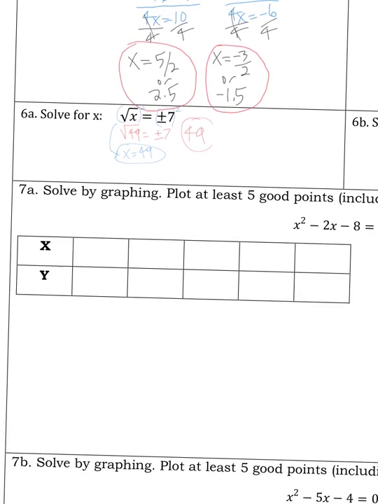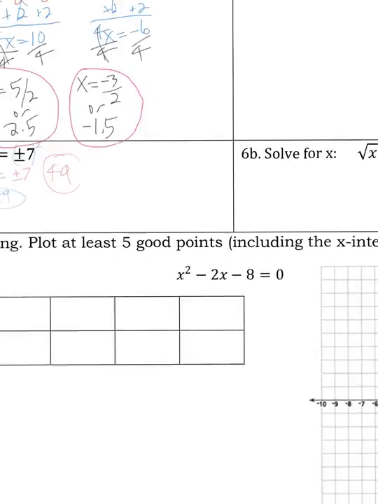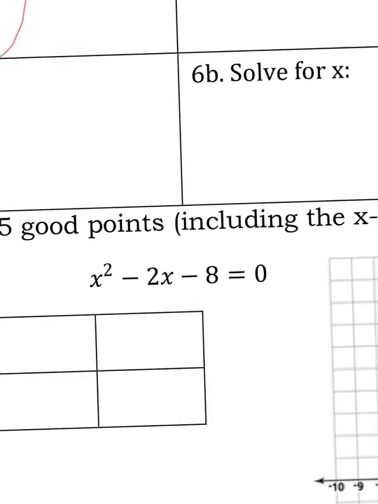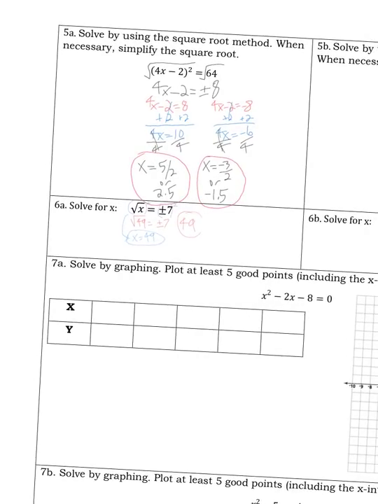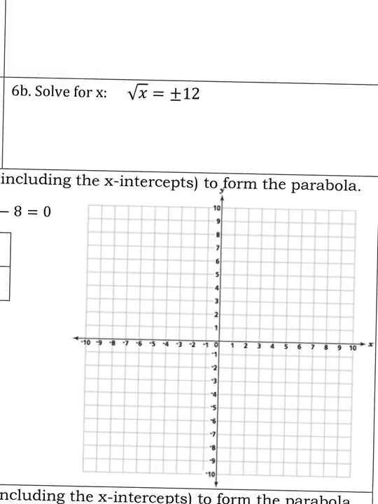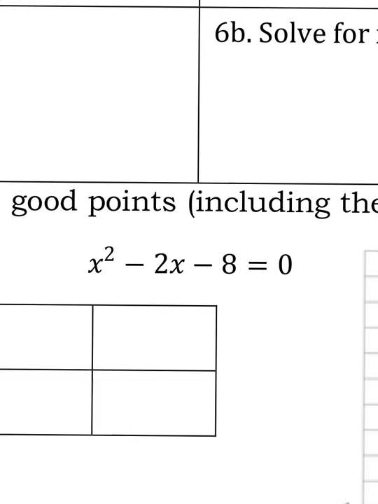Okay, so 7a, I'll do 7a, you do 7b. Plug this into your graphing calculator and pull up the table and make sure you can get 5 good points. I try to put the vertex in the middle when possible, and then make sure you're at least graphing the x-intercepts, okay? So I'm going to plug this into my graphing calculator and get some table values.